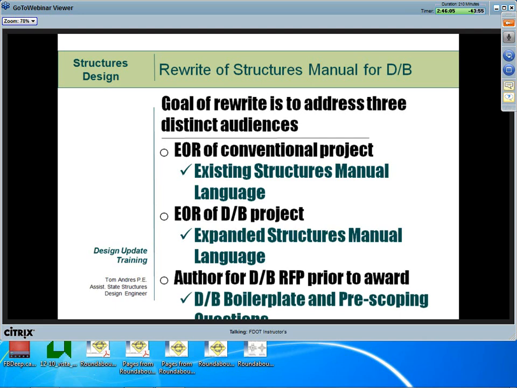More on that later. I should point out that the PPM also has a 4th audience, which is the EOR during the PD&E process. And lastly, the structures design guidelines also include an additional audience, because a new chapter has been added specific to the contractor specialty engineer. But in general, the structures manual has 2 primary audiences, as I mentioned above.